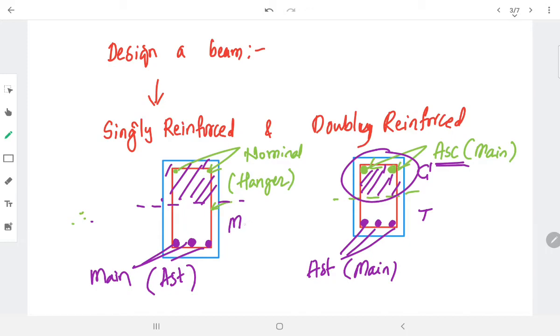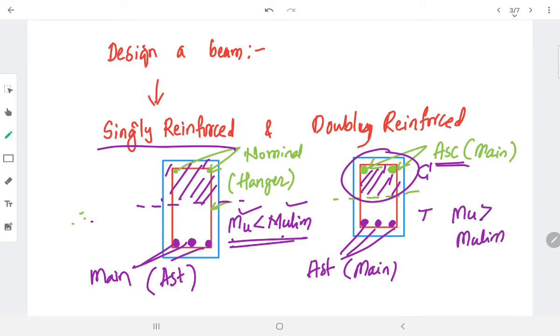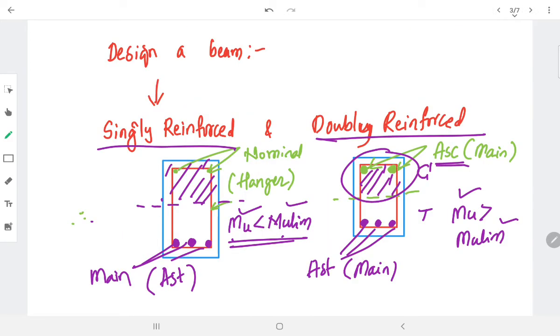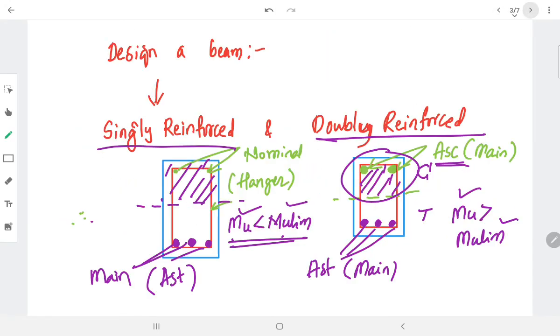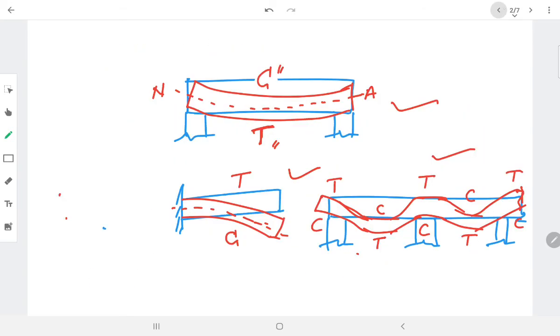We can easily judge this based on moment. This is the moment acting, and this is the limiting moment. If the moment acting is less than the limiting moment, we call it singly reinforced, and if Mu, the moment acting, is greater than the limiting moment, we call it a doubly reinforced beam. We have uploaded videos on the design of singly and doubly reinforced beams. Just go through my previous videos on my channel and you will come to know. This is all about the basics of beam design.